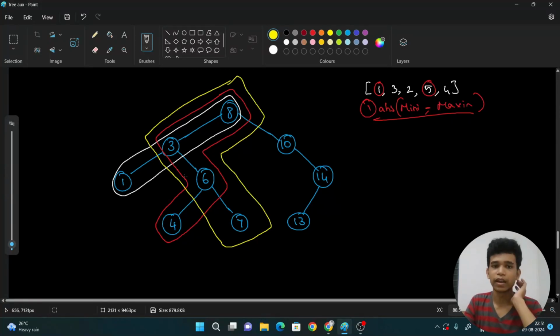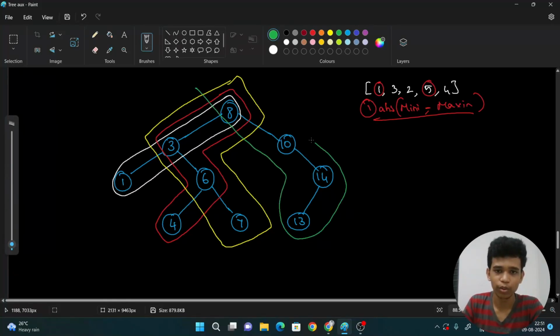Possible path means what? If there are 4 elements, I can take this 8 and then this 3, 6, 7. Or else I can take this 3 and take 6, 7. Or else I can take this 6 and take 7. Like that. Or else I can say this 8, 10, 14, 13 as one of my pairs. So what does it signify? It signifies a path.